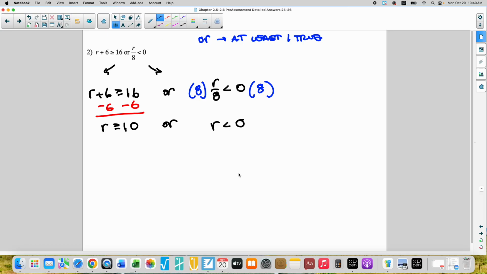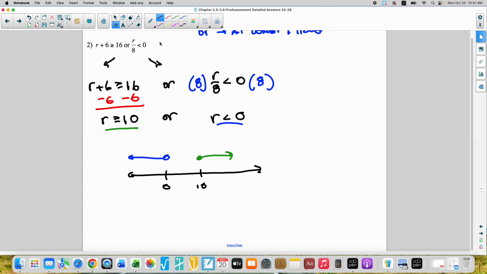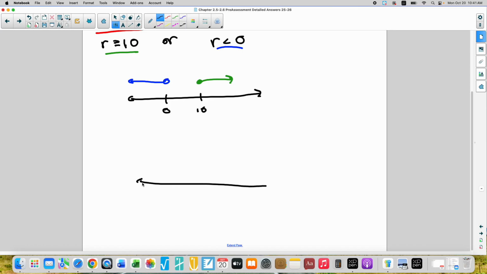So we're going to graph it. We have 0, we have 10. We'll do this one in green. R is greater than or equal to 10. That's a closed circle going this way. And r is less than 0 is an open circle going this way. And so where is there at least one? Well, there's at least one here, here, here. There isn't one here. There's none in between here. And then there's one here and here. So if we're going to graph that solution, that looks like this. This is my answer.